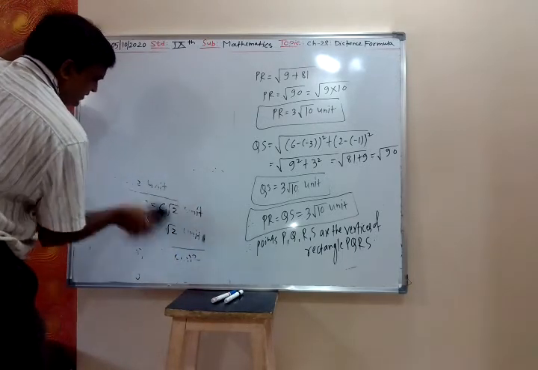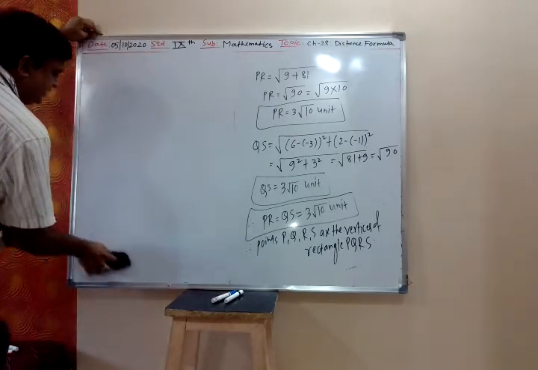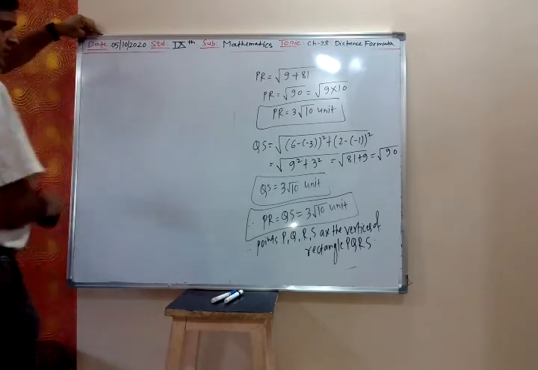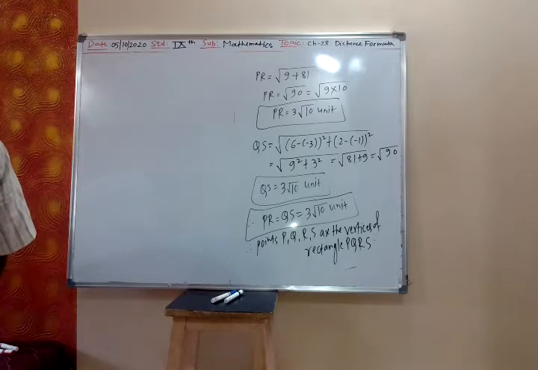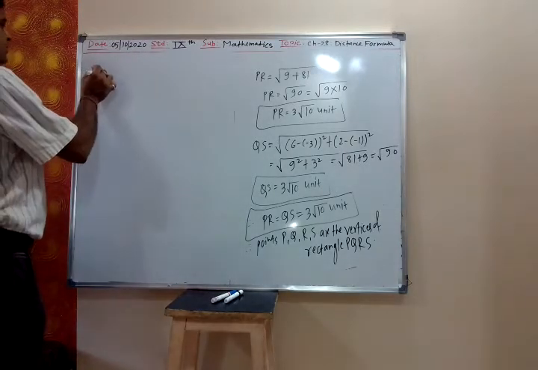Wait. Let us first discuss this 14. Okay, chalo, theek hai, let us do this 13. Prove that the points ABC are the vertices of an isosceles right angle triangle. Find the area of the triangle.